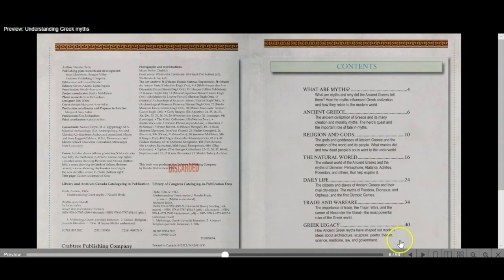Boys and girls, what kind of graphic feature is this? What is this called? It's a table of contents. Good. What does a table of contents tell us? It tells us where to go depending on the subject. So if I wanted to know all about daily life, what page would I go to? 24. Good job. How about if I wanted to know about the legacy of Greek legacy? What page would I go to? Good. I would go to page 40. So let's flip the page.